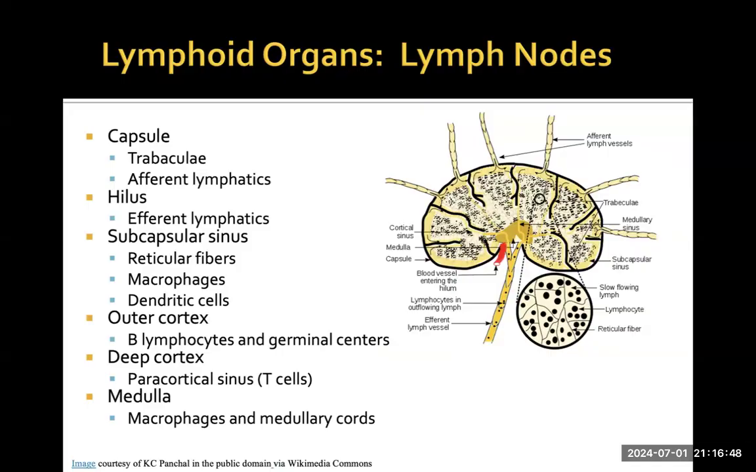The outer cortex is going to have B lymphocytes and germinal centers. The deep cortex is going to have the paracortical sinus, which is where T cells are going to develop. And then the medulla, which is the core, is going to have macrophages and medullary cords inside. So again, they're pointing to the medulla in this area, the medullary sinus. You have the trabeculae running in, and the cortical sinus, and we already talked about the efferent vessel.